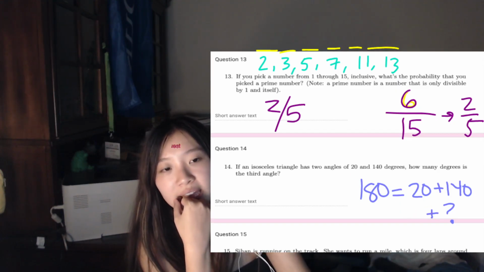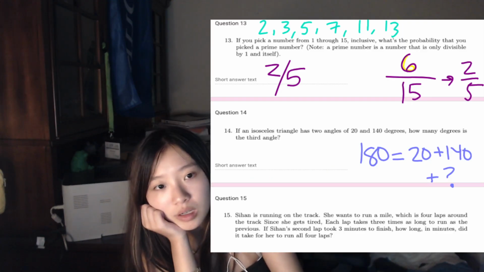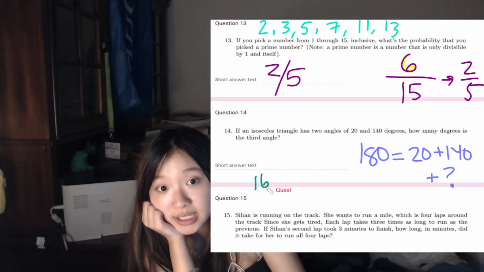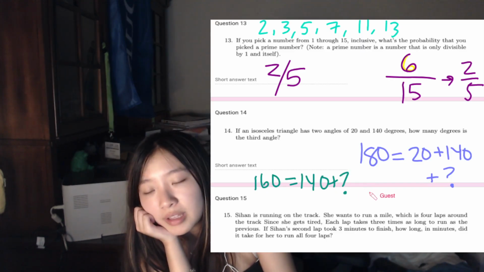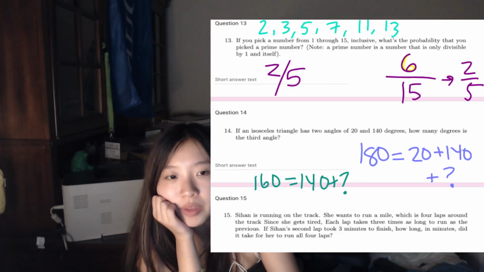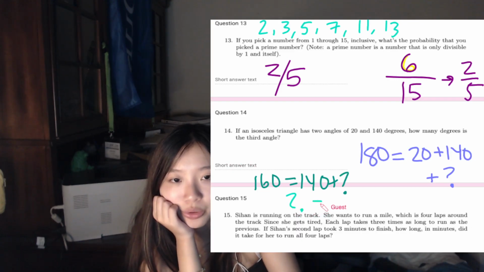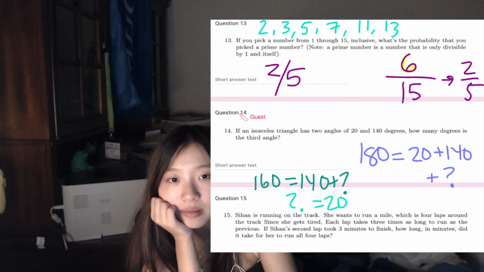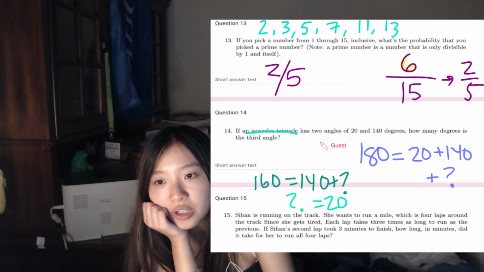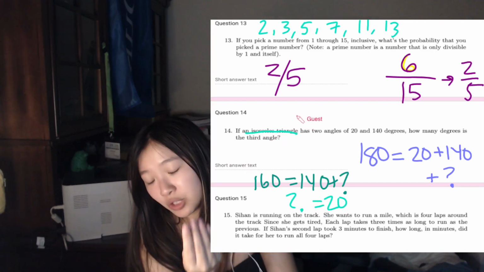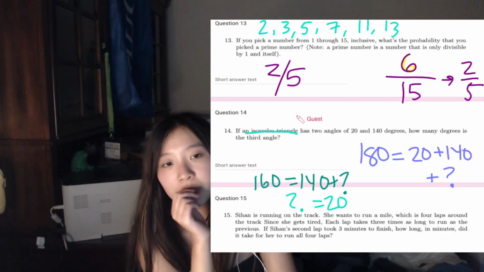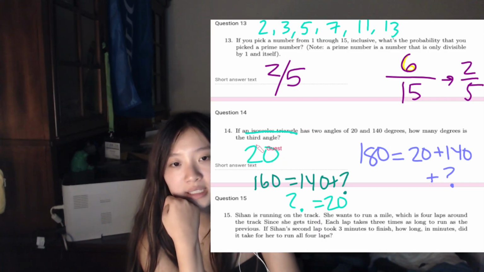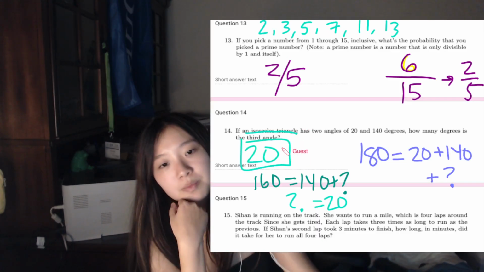So I get something like 160 equals 140 plus question mark. And I do the same thing. I subtract both sides by 140. So I get question mark equals 20. And yay, this follows our requirement of an isosceles triangle. If you don't know what an isosceles triangle is, it has two angles that are the same. So 20 and 20 makes sense. And that's our final answer, 20 degrees.